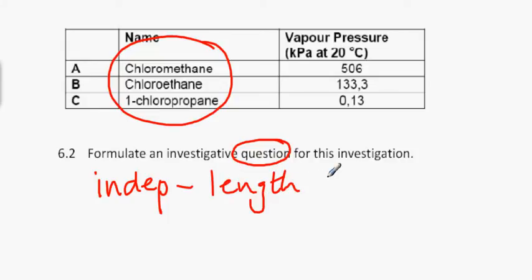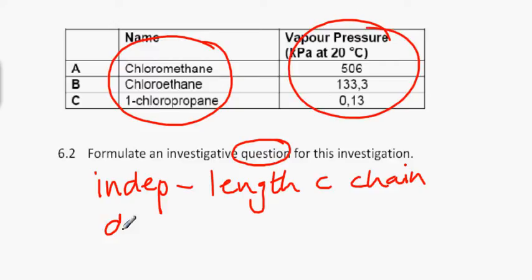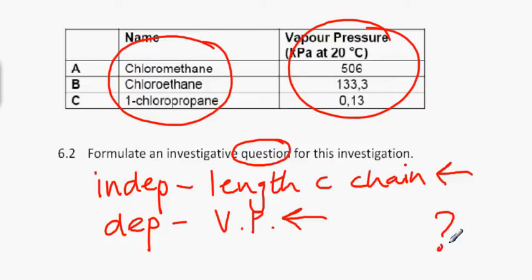And for each different length carbon chain, we are measuring the vapor pressure. So the dependent variable is the vapor pressure. So to put those together in an investigative question, you simply phrase it as, how does the independent variable affect the dependent variable? And so in this case we would answer this by saying something like, how does the length of the carbon chain affect the vapor pressure? How does the length of the carbon chain affect the vapor pressure? And as it's a question, we'll have a nice big question mark at the end.